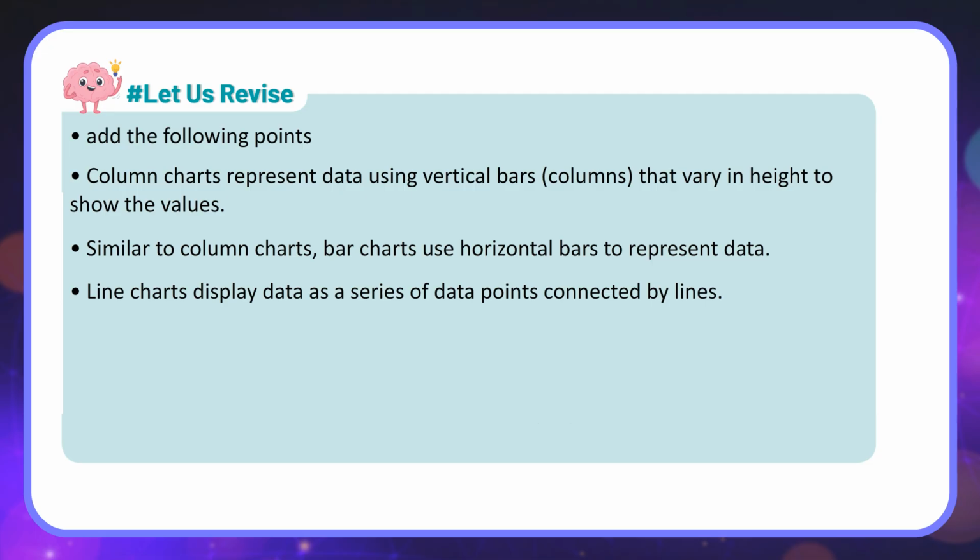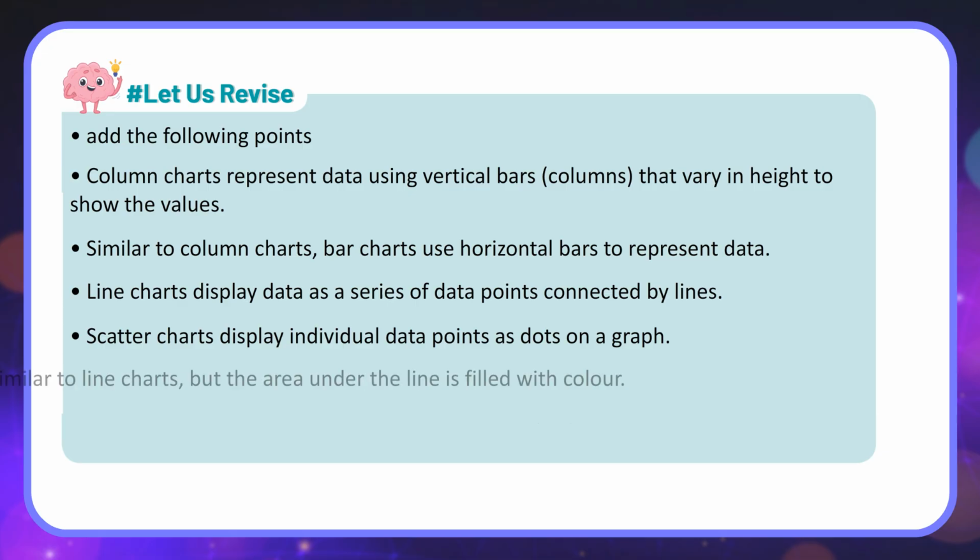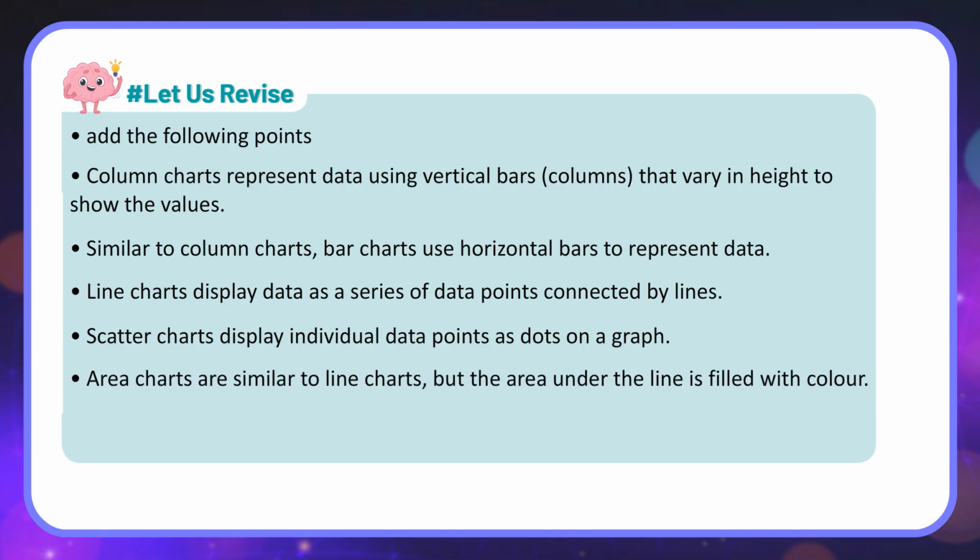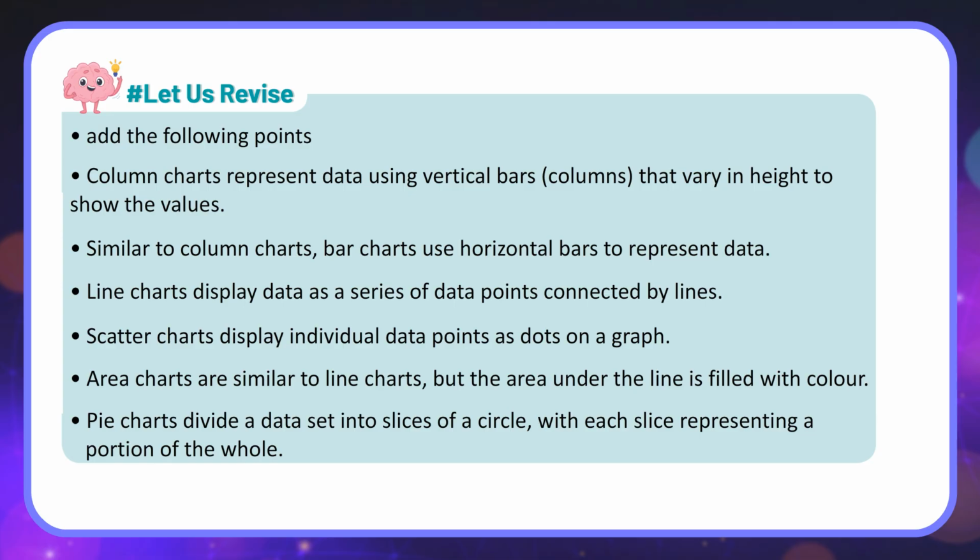Line charts display data as a series of data points connected by lines. Scatter charts display individual data points as dots on a graph. Area charts are similar to line charts, but the area under the line is filled with color. Pie charts divide a data set into slices of a circle, with each slice representing a portion of the whole.